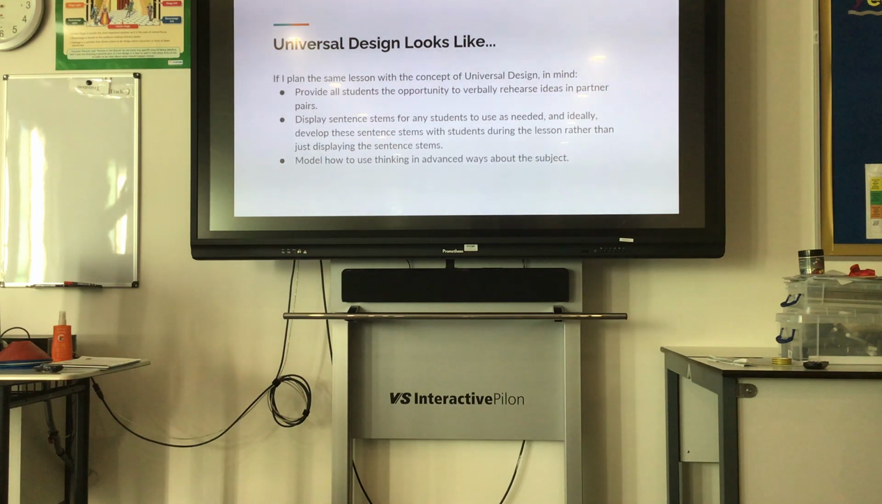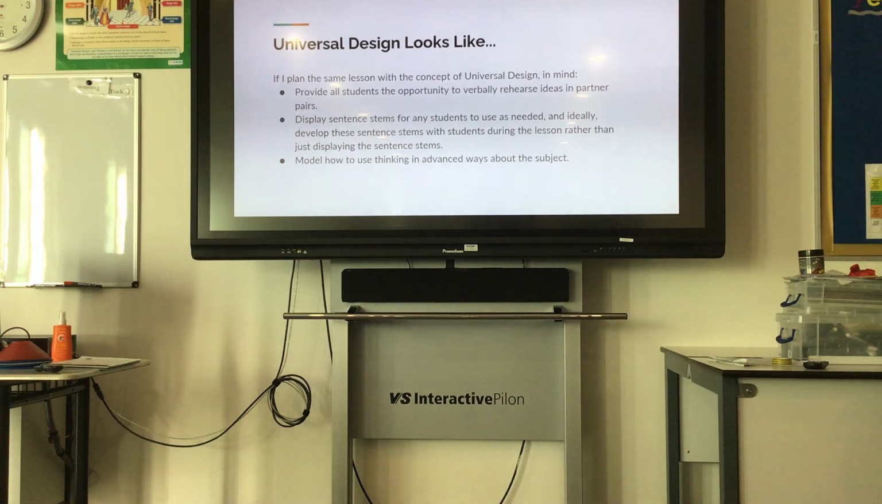So I think in this example, I was providing all students opportunities to verbally rehearse ideas as partner pairs, because we were operating in female situations and names only. I was constantly reflecting that. We were displaying sentence stems. In this case, this is from a literacy lesson. All my questions were female-based. And finally, modeling how to use thinking in this subject. We were doing it again contextually.